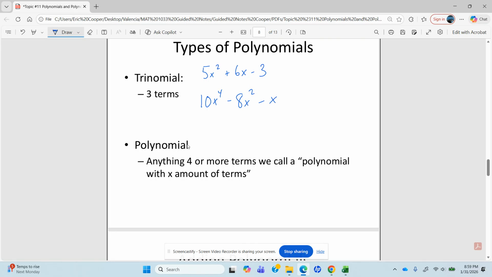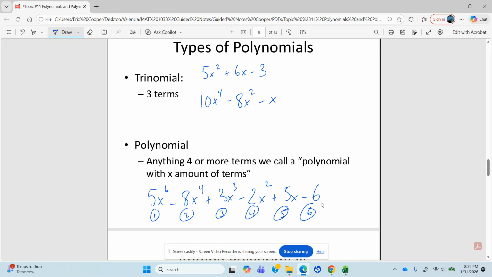And anything above three terms, we just simply call a polynomial with however many terms it has. So for example, if I look at 5x to the 6th minus 8x to the 4th plus 3x cubed minus 2x squared plus 5x minus 6, I would count here and I'd see I have 1, 2, 3, 4, 5, 6 terms. So this would just simply be a polynomial with 6 terms. We really don't have any names for anything that goes above 3 terms.